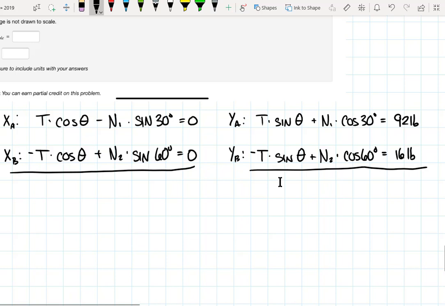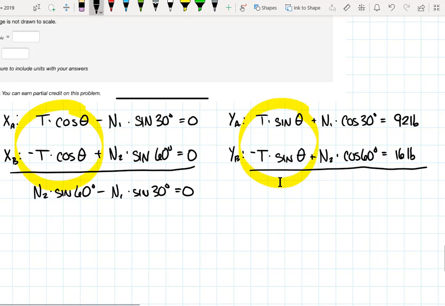So I end up with this equation saying N2 sine of 60 degrees plus a negative, so subtract, N1 sine of 30 degrees equals zero. Same thing happens over here. These terms, when I add these two equations together, they subtract one another. So over here, I would end up with N2 cosine of 60 degrees plus N1 cosine of 30 degrees. These don't add to zero, though. They add to 92 plus 16, which is 108 pounds.